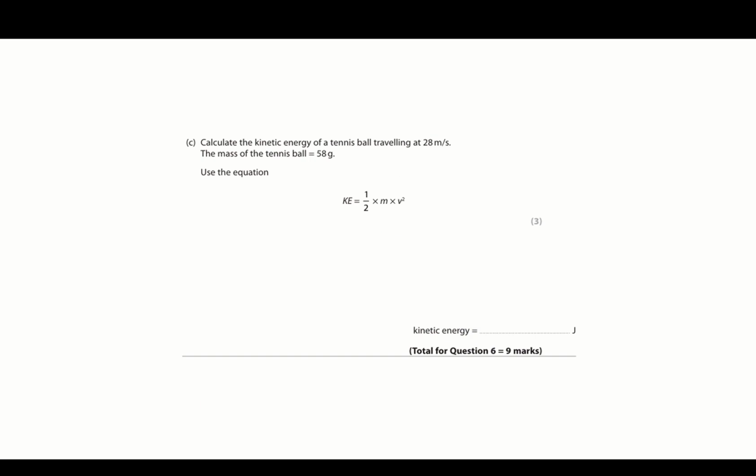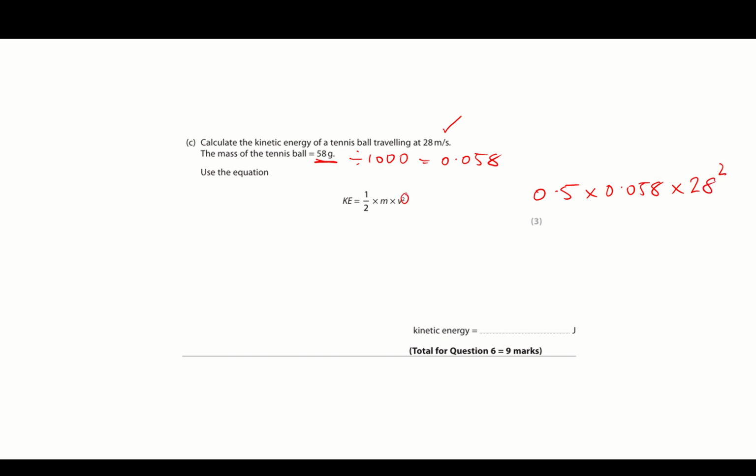And the last one, calculate the kinetic energy of a tennis ball traveling at 28 meters per second. Your unit is fine. The mass of the tennis ball is 58 grams. Nope. Divide by 1,000 equals 0.058. And now we're ready. Use the equation KE equals half mv squared. So we're going to do 0.5 in our calculator multiplied by the mass, 0.058 multiplied by 28 squared.